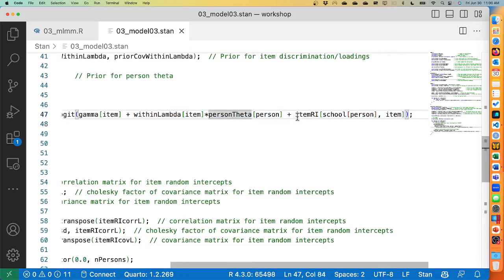All right, the rest of this line is the same. We still have our item random intercept for school. So this is the same school random intercepts as well. And again, we have 62 schools by 10 items, so 620 of those random intercepts per school.